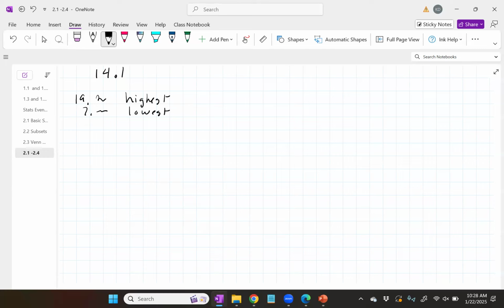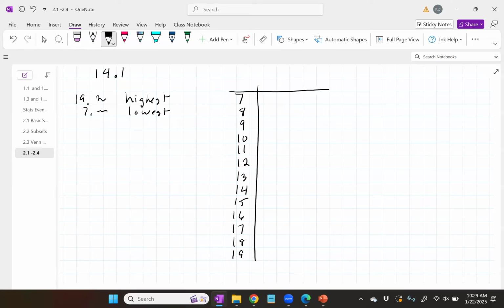So we want to list each digit between 7 and 19. And even if we have a category with none, we're not going to skip writing it down because that tells us something too. So I'm going to start this 7, 8, 9, 10. Ideally, yours looks neater than mine. Mine's not always very neat. And this is where our decimal would go.